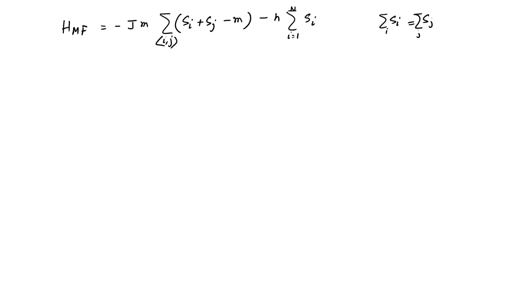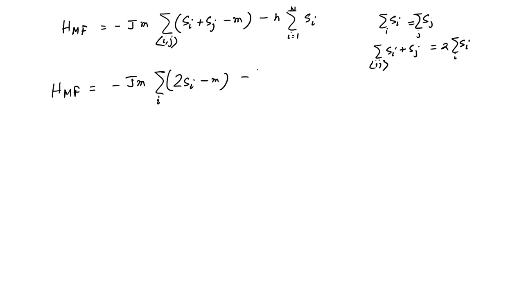Okay, so that tells you that the sum over S_i plus S_j can actually be replaced by just one index, which is twice the sum over S_i. They being the same. All right, so now the Hamiltonian becomes even simpler, or at least the look of it is simple, and can be written as minus J M, and then there is an i, well, there is no j, so we can simply write it as i, and then we have a 2 S_i minus M, and minus H S_i and so on.